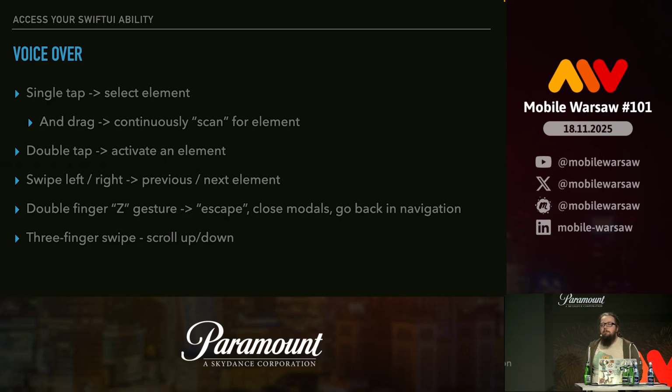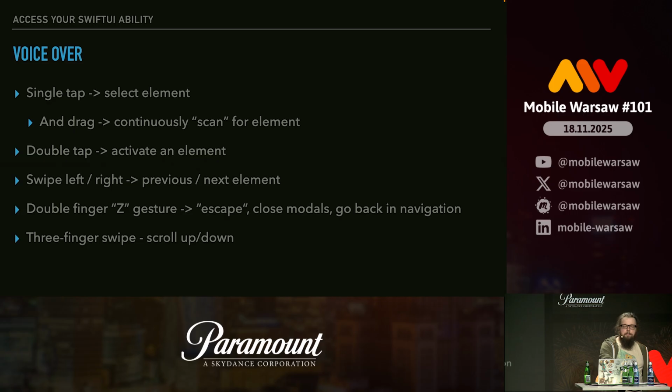The last two are probably the trickiest ones because figuring out on your own that you need to use 3 fingers to scroll up and down is not easy. And figuring out the Z gesture yourself to escape from a screen is yet another thing. The escape means that if you have a modal presented or a folder open on your home screen, the two-finger Z gesture is basically going back. Close the modal, go back in navigation, allows the users to easily navigate without reaching some far off close button.